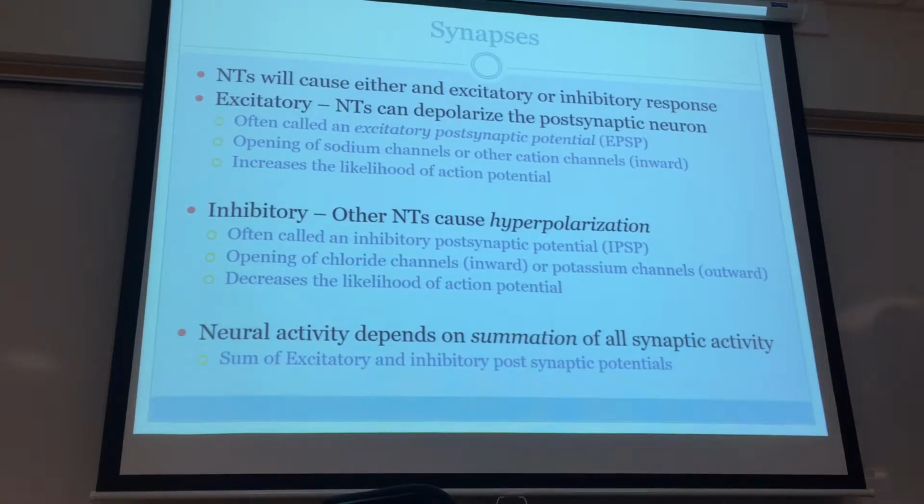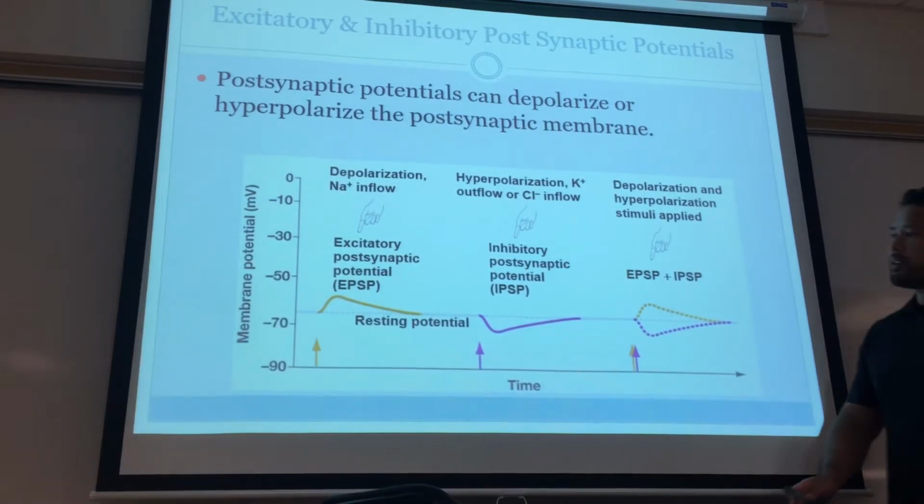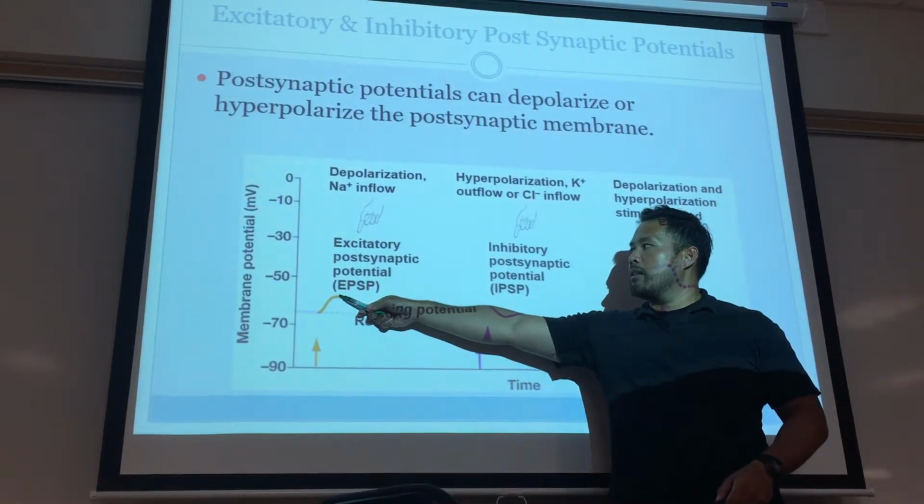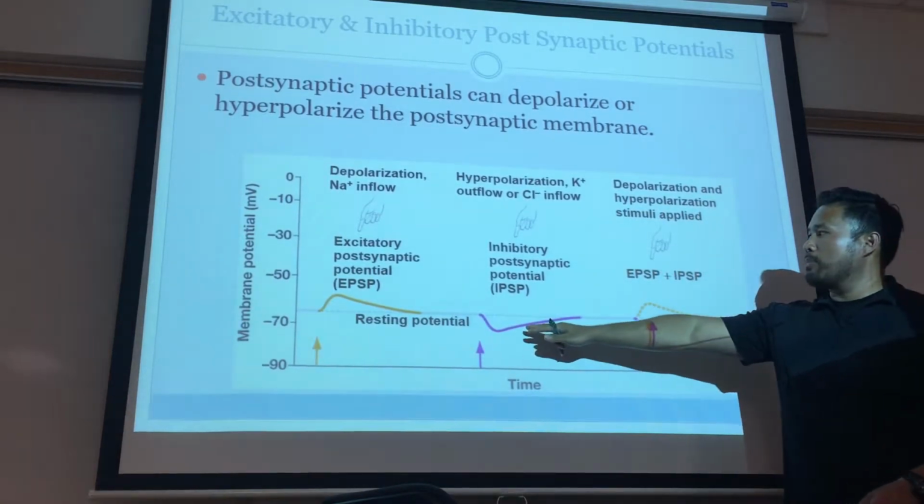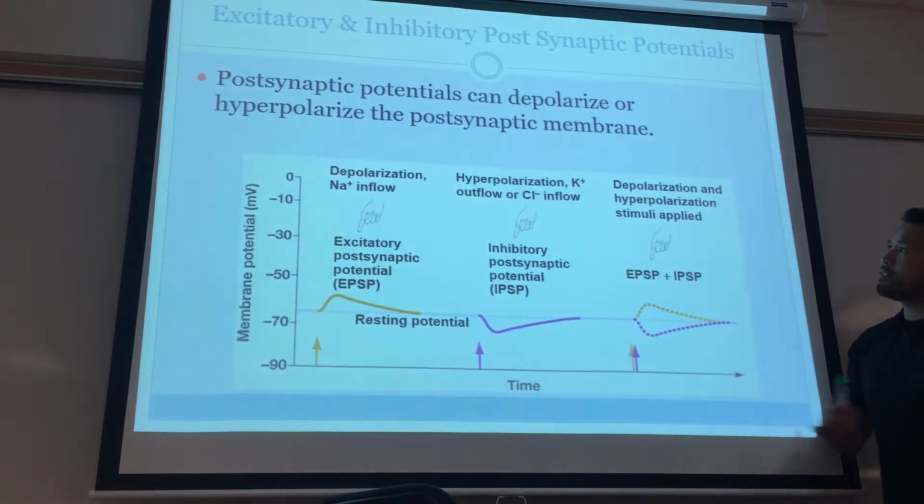And we'll be able to break down what summation is. This is one type of summation. There's another type of summation that we'll talk about. So looking at these, postsynaptic potentials can either depolarize or hyperpolarize, which is not new news. This talks about a stimulus that is excitatory, which results in an increase in depolarization. Here we see an inhibitory postsynaptic potential, the IPSP. You add those two together, they cancel each other out.